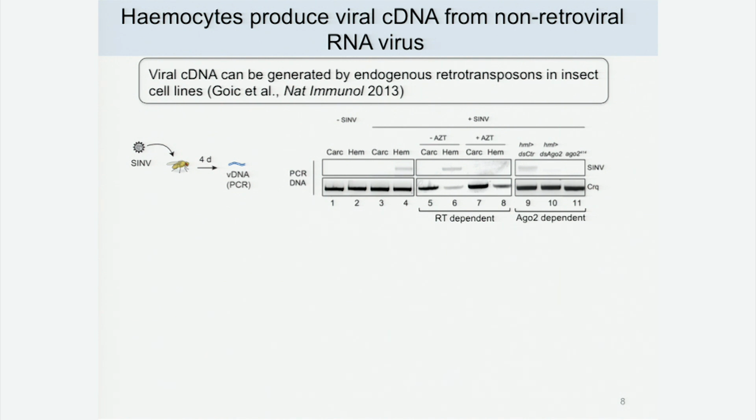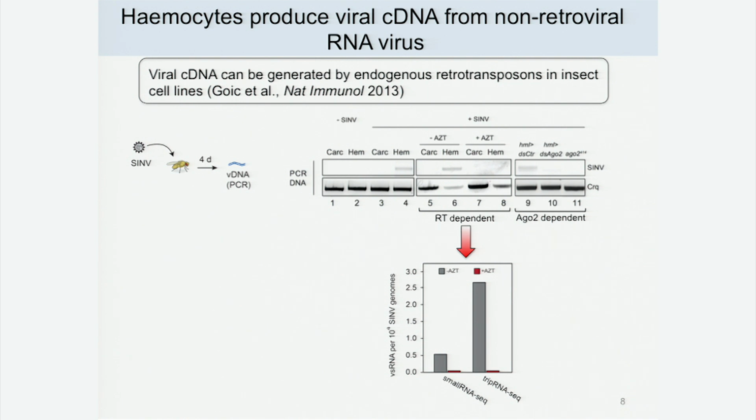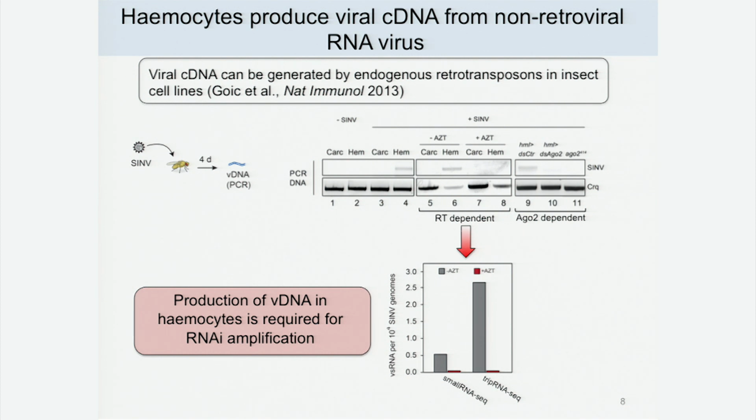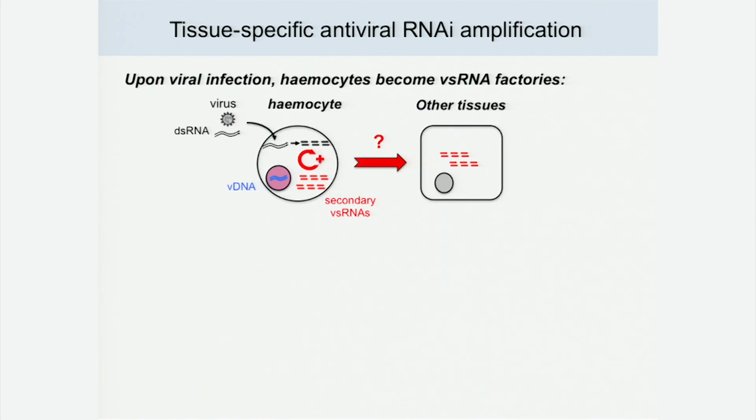And to confirm that it was specific to RT activity, I injected the flies with AZT. You can see here that when you treat the flies with AZT, you don't produce viral DNA in the hemocytes. Furthermore, if you repeat the experiment in AGO2 mutant flies, or flies with hemocytes knocked down for AGO2, you don't get the viral DNA. And then, to confirm that this viral DNA was used as the template for these new siRNAs, and not RNA, when you treat with AZT, here in red, you can see that by both cloning approaches, you completely abolish the production of new siRNAs. This indicates that the production of viral DNA in hemocytes is required for RNA amplification.